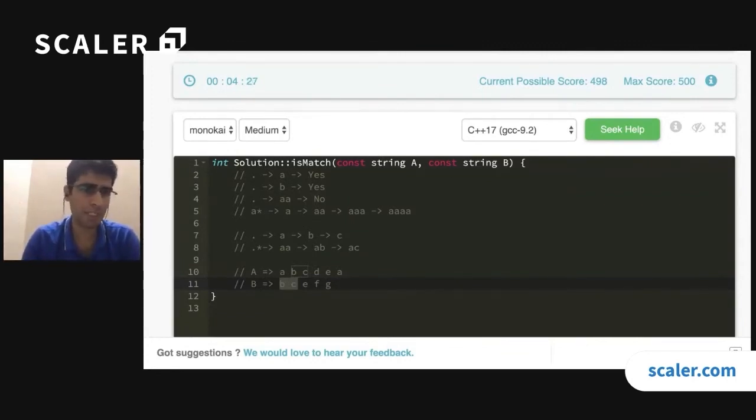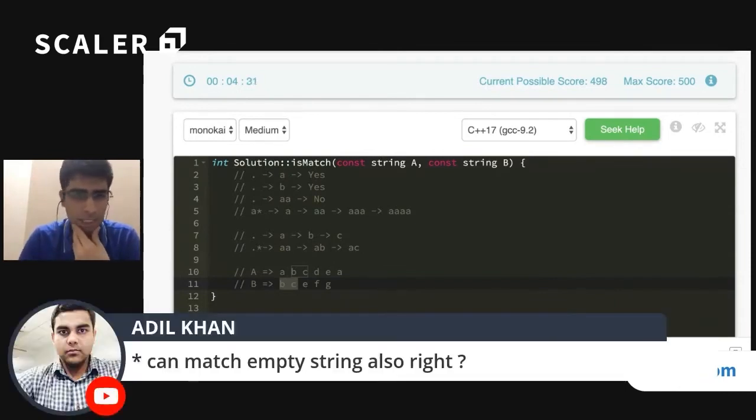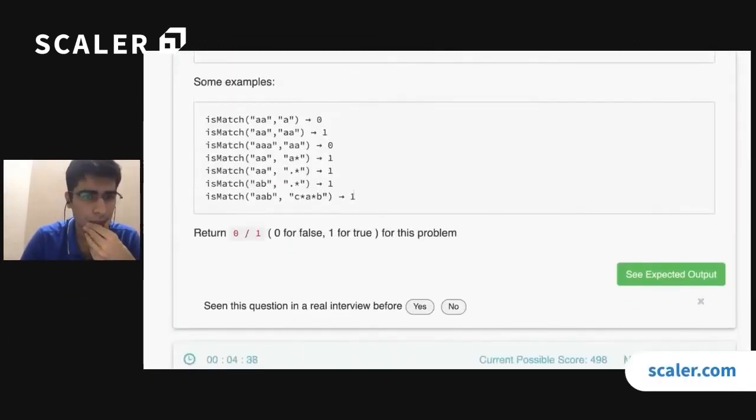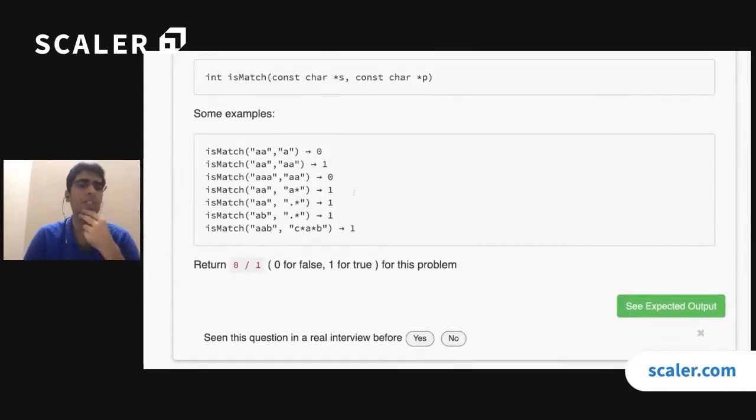That is the common pattern in all the 2D DP problems. Adil, yes, a star can match an empty string also, right? I think it should be. I'm not really sure. Let me see. Can star match an empty string?